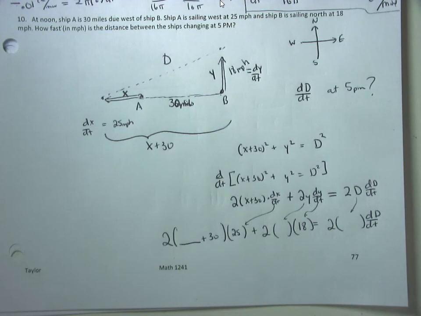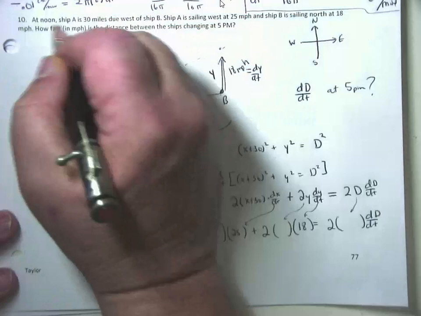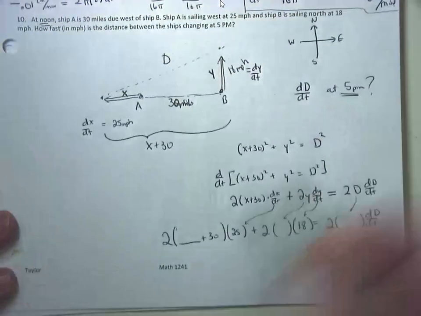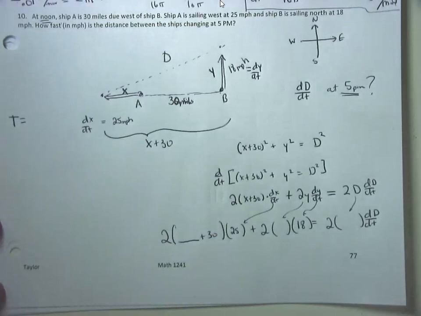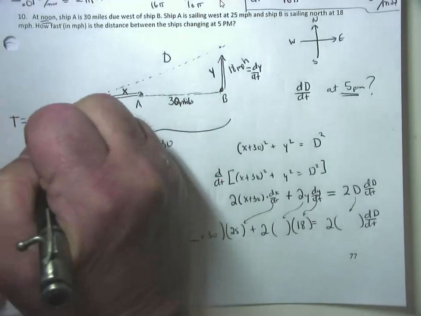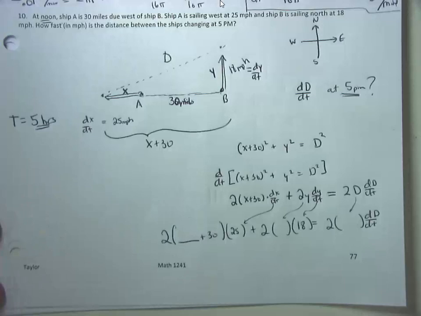And to be able to find these things, you've got to use third grade math. Think about it. This thing started at noon, and we're talking about 5 p.m. In time, how many hours is that, if you start at noon and go to 5 p.m.? 5 hours. Does that make sense?